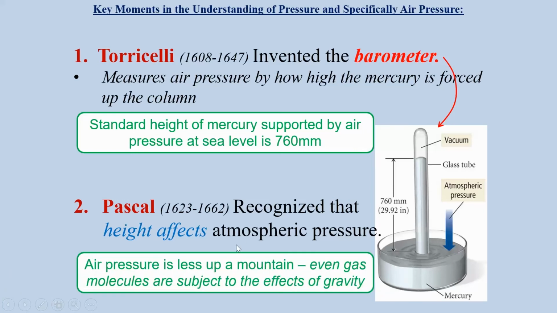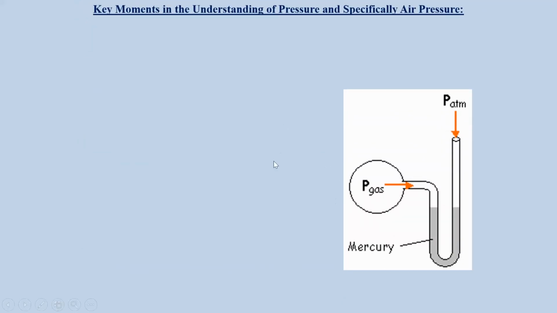Pascal also recognized that height affects atmospheric pressure. So as you go up a mountain, fewer gas molecules are subject to gravity. Basically the gas molecules are getting pulled on less hard when you're further away from Earth's core and the sea. And that's what causes a lower pressure. There's less pull on the gas molecules. This slide is a better photo of what's going on. We have all our air here, and it's just going to push in, push in, push in, and exert a pressure onto the mercury, or the atmosphere could as well.